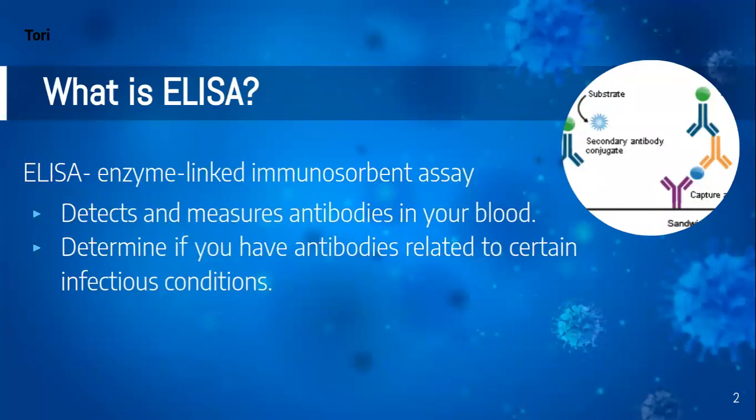So what is ELISA? As mentioned, it's an enzyme-linked immunosorbent assay. What it does is it detects and measures antibodies in the blood, and it can determine if you have antibodies related to certain infectious conditions.